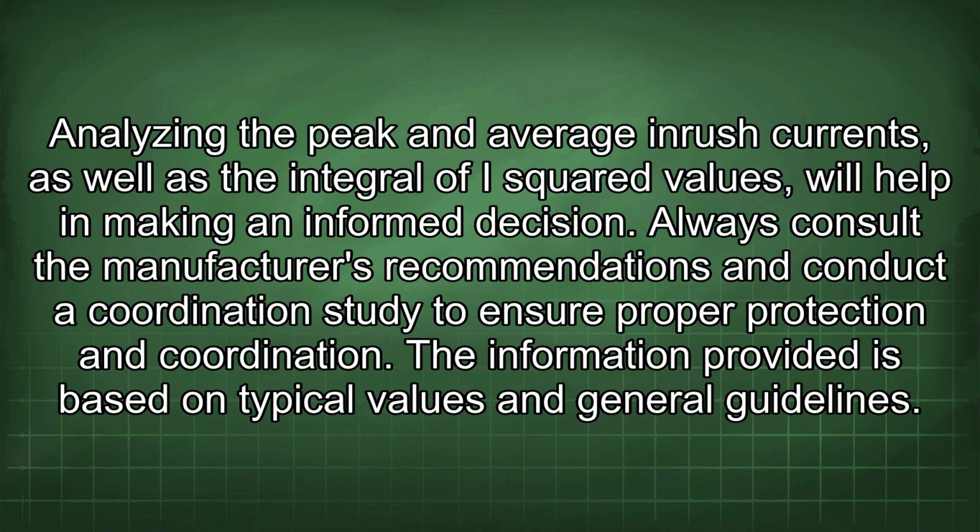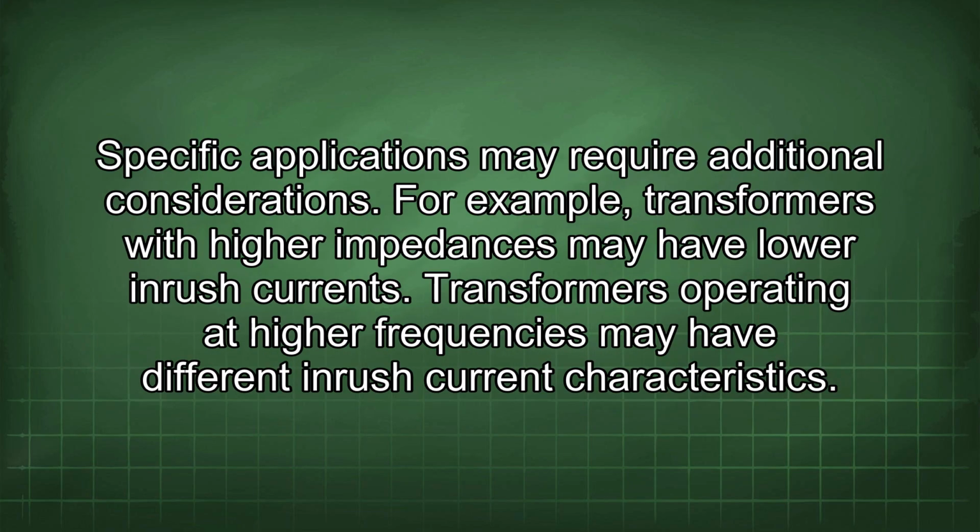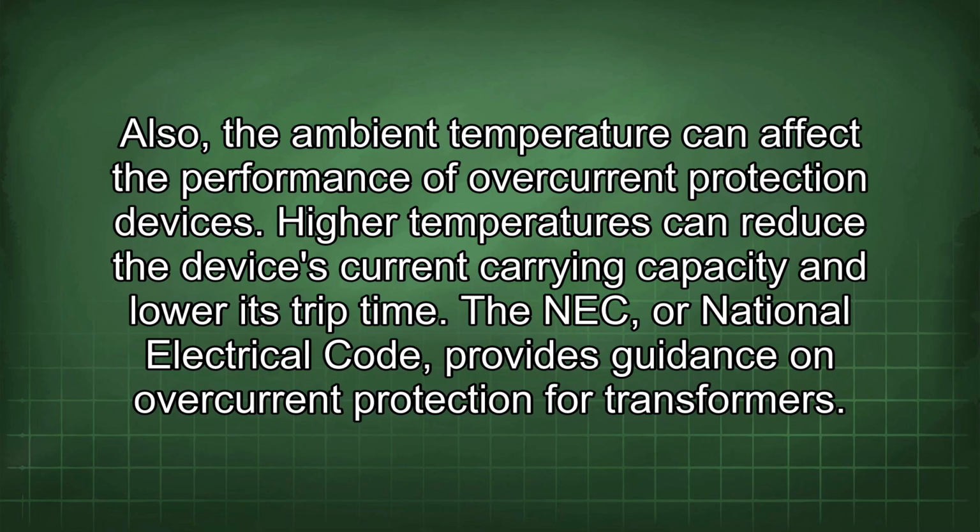The information provided is based on typical values and general guidelines. Specific applications may require additional considerations. For example, transformers with higher impedances may have lower inrush currents. Transformers operating at higher frequencies may have different inrush current characteristics. Also, the ambient temperature could affect the performance of overcurrent protection devices. High temperatures can reduce the device's current carrying capacity and lower its trip time.